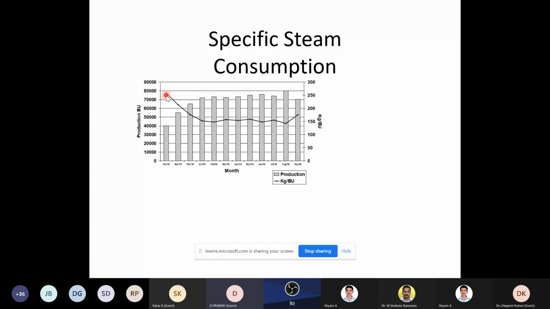In this month, the production was very low. Lower production automatically meant higher steam consumption per ton of product. Specific steam consumption is higher because of lower production. Higher production means automatically the specific steam consumption goes down. So one of the best ways of saving steam is to produce maximum without any interruption. If you can produce maximum without downtime, without interruption, if you can produce the maximum capacity, then you are optimally utilizing the steam. That is the first principle.